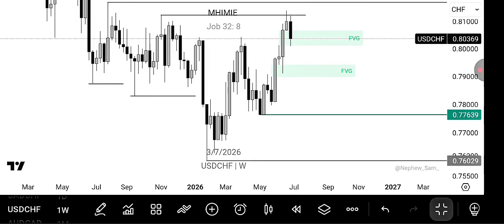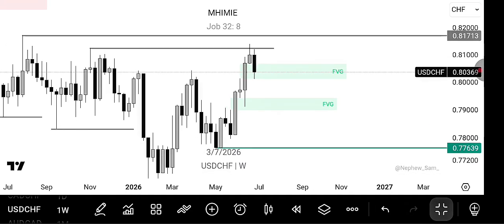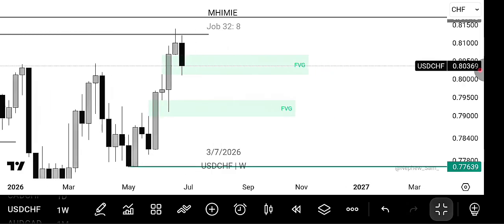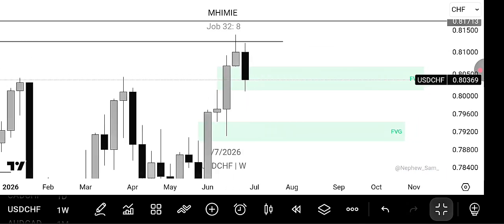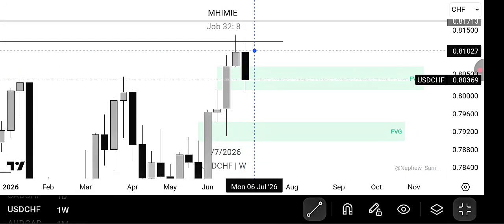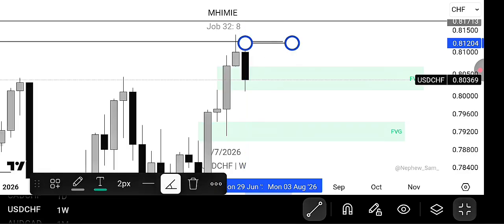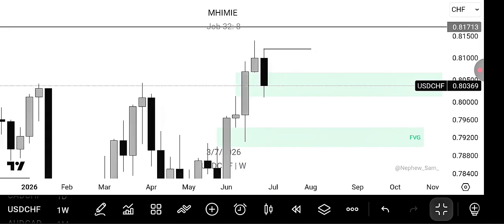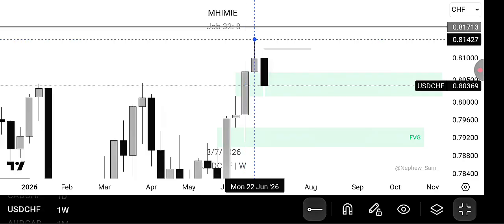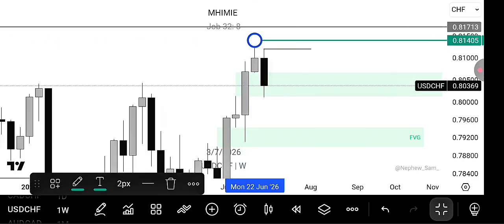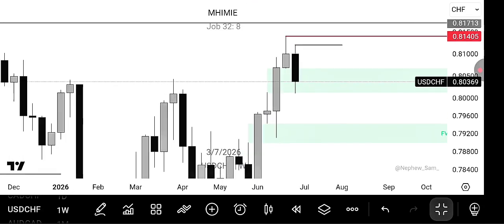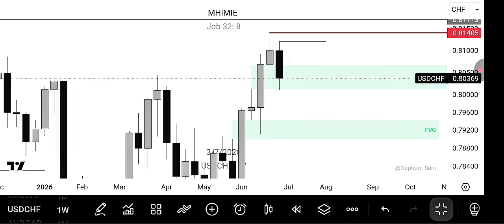And so looking at it for the week, we find that the price has given us a break of structure. So this high may likely be a liquidity. Okay, I expect this to be protected, so that will be an invalidation point. So let's go straight.